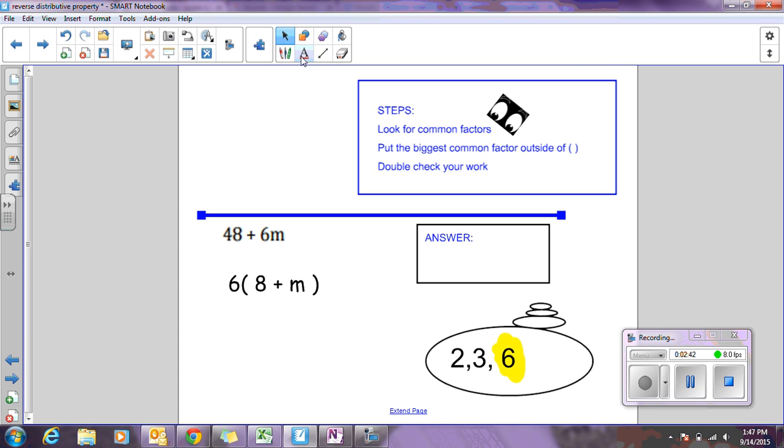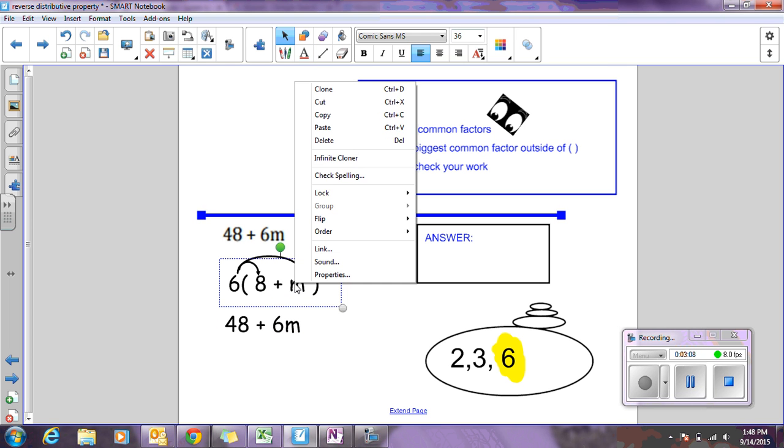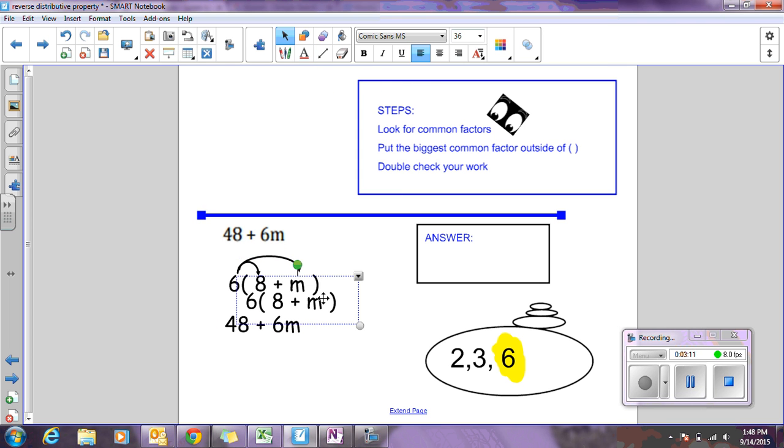So this should be our answer, but before we do that, I need to double check my work. 6 times 8, and then 6 times m. So let's just double check. 6 times 8 is 48. There's a plus sign. 6 times m is 6m, and that's what we originally started with. So our answer is 6 times the quantity 8 plus m.